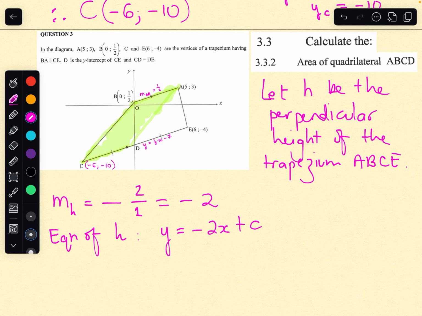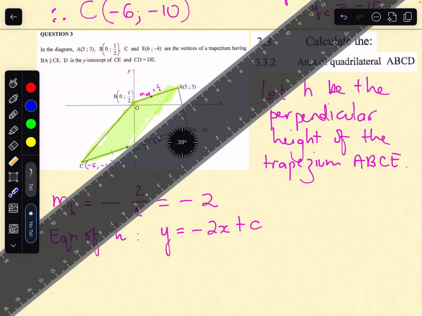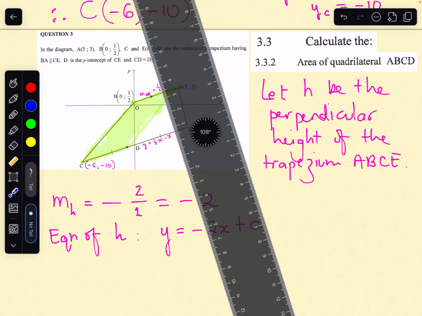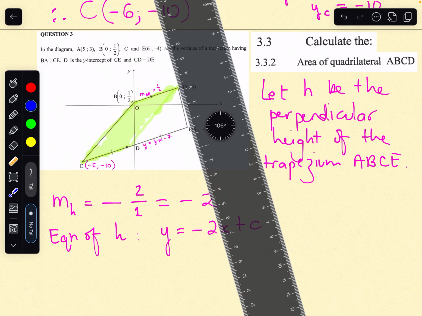So H needs to be a line that is perpendicular to this guy. So it's going to be a line that is something like this, and it has to go through A. So it's going to be an external perpendicular height. So let me just draw that in for myself as I figure my life out.